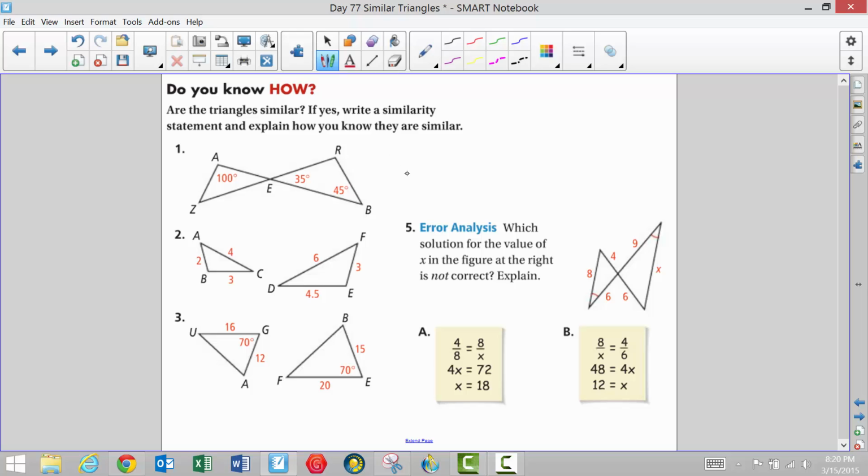So let's try these examples. Are they similar? Well, if I know this angle right here is 35, I know this one is 35. And I know there's 180 degrees in a triangle. So if I take 180 minus 35 and minus 45, I get 100. So I know angle R is 100. I know I have angle E is 35 and angle E is 35 and 100. So these two triangles are similar by angle-angle. So I have triangle AEZ similar to triangle REB, and that's by angle.